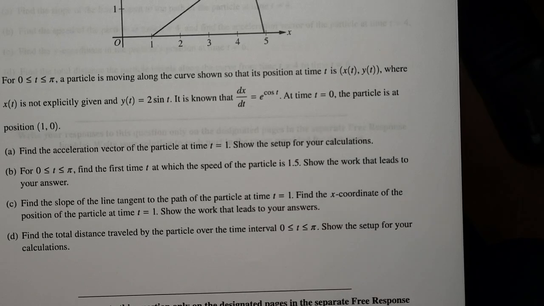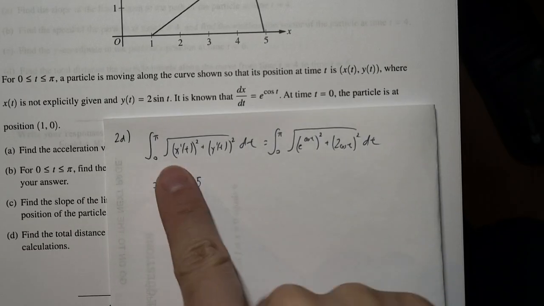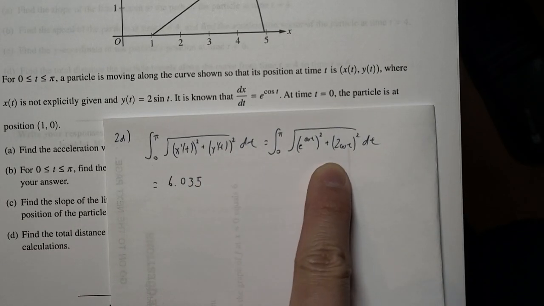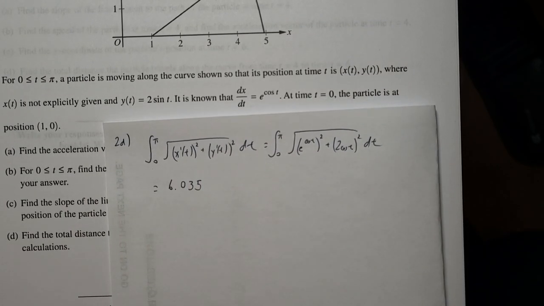Part D, find the total distance traveled. If you again watch the 2024 video first, this is just arc length. Here's the setup, and put it into your calculator. That is your answer. We have to remember the arc length formula for parametrically defined equations.